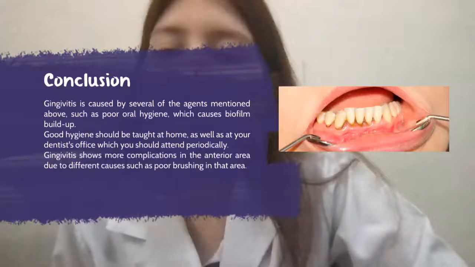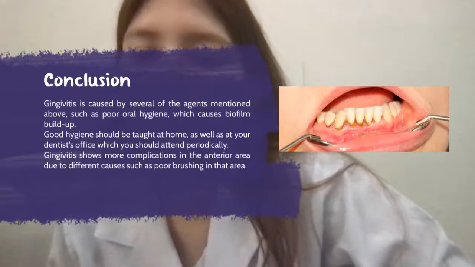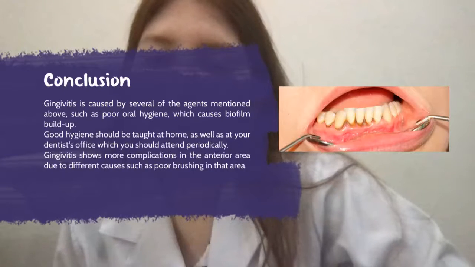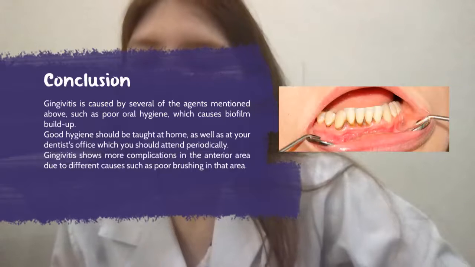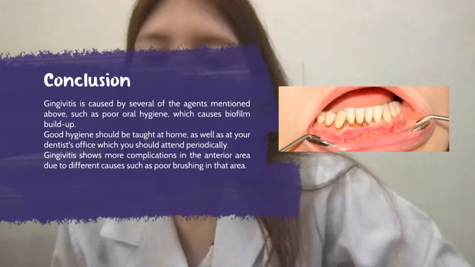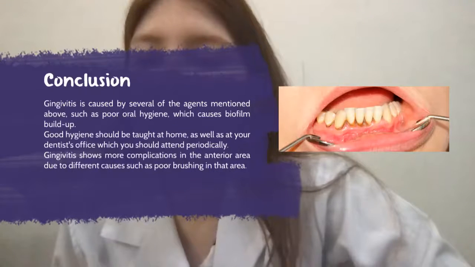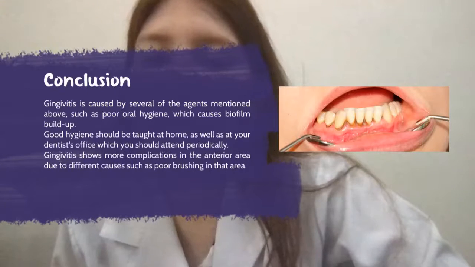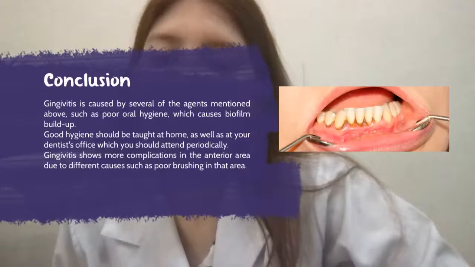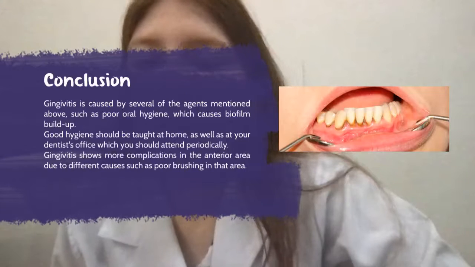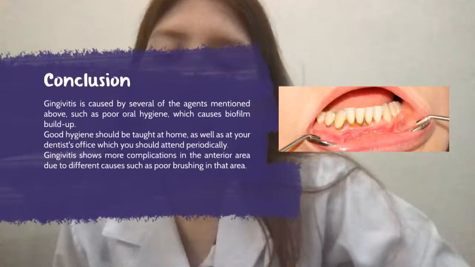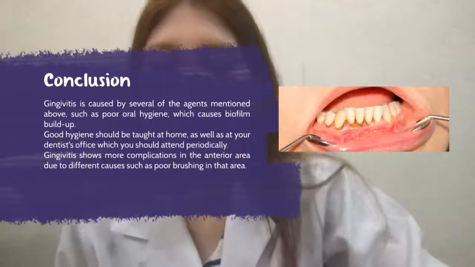Conclusion: gingivitis is caused by several of the agents mentioned above, such as poor oral hygiene, which causes biofilm build-up. Good hygiene should be taught at home as well as at your dentist's office, which you should attend periodically. Gingivitis shows more complications in the anterior area due to different causes such as poor brushing in that area.